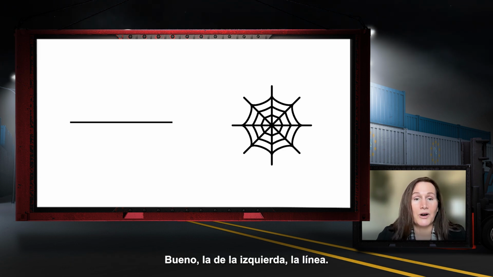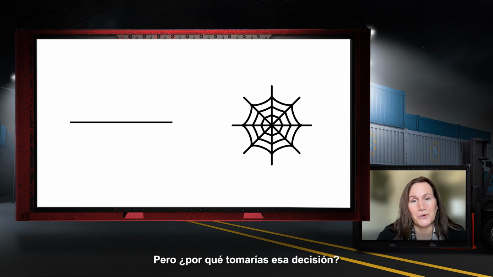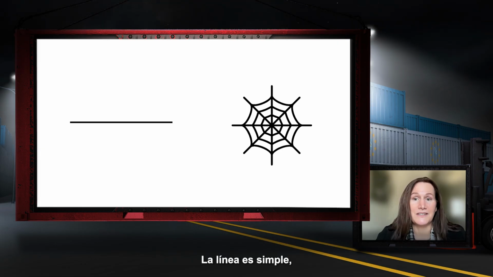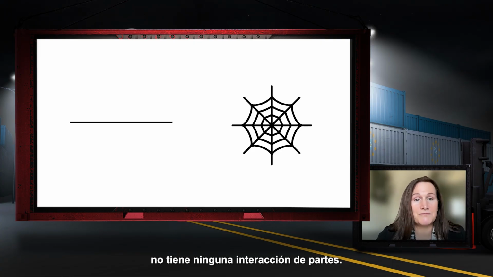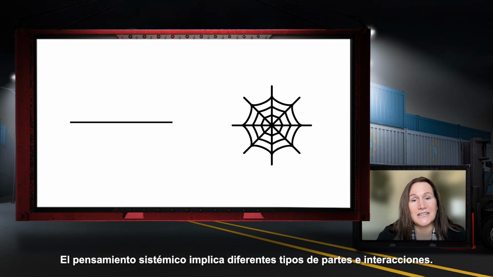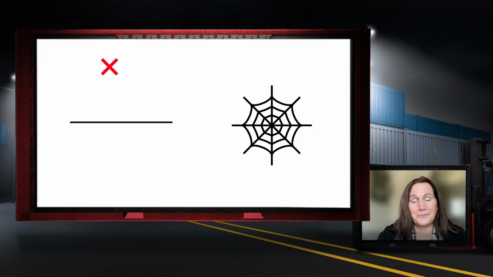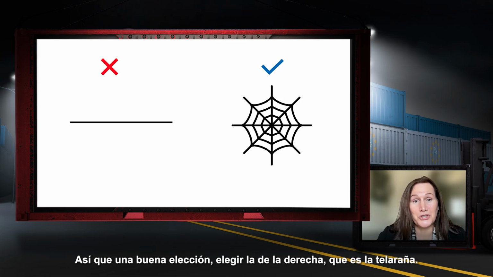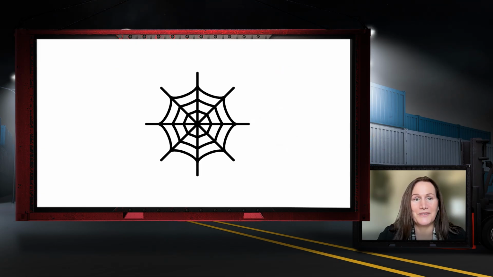Well, the one on the left, the line. But why would you make that choice? The line is simple. It doesn't have parts. It doesn't have any interaction of parts. Systems thinking involves different kinds of parts and interactions. So good choice, choosing the one on the right, which is the web.